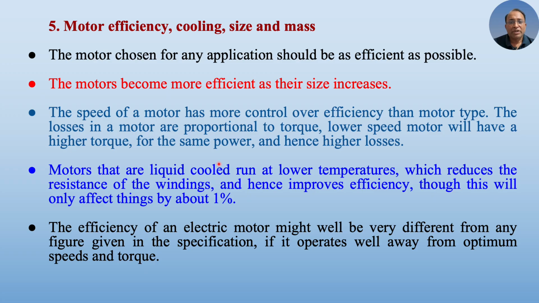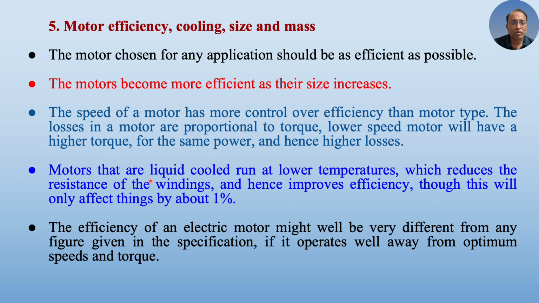If the motor chosen is a slow speed motor, naturally it will have a larger torque value. The losses in the motor are proportional to the torque. A lower speed motor will have higher torque and hence higher losses. So always try to select a motor which has higher speed as far as the rating is concerned. Higher the speed, lower will be the torque, and naturally lower will be the losses. Losses mainly occur with the increase in torque, because torque is decided by the current.